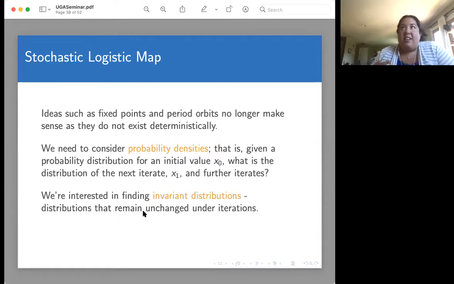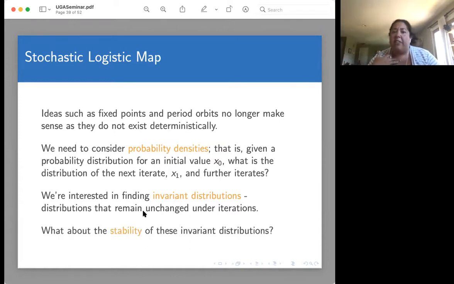So now instead of finding periodic orbits or fixed points, I'm interested in finding invariant distributions. If I have a distribution of x between 0 and 1, what distributions remain unchanged when I hit it with the stochastic logistic map one time? And what about the stability of these invariant distributions? Do other distributions converge towards this one invariant distribution that I'm seeing?